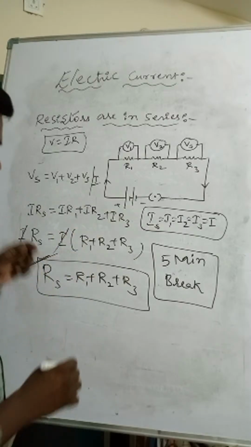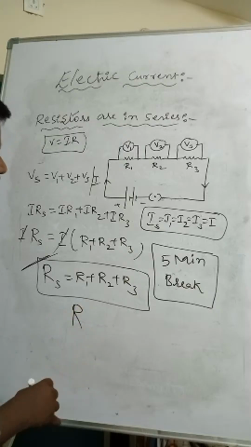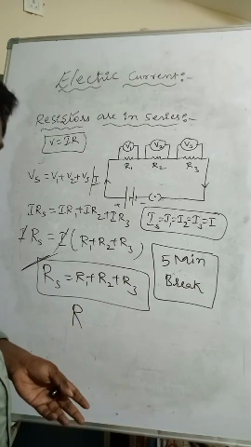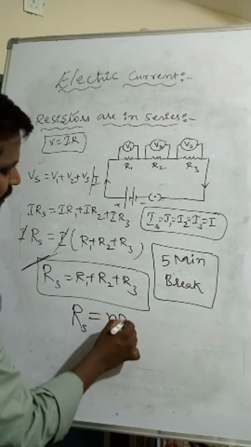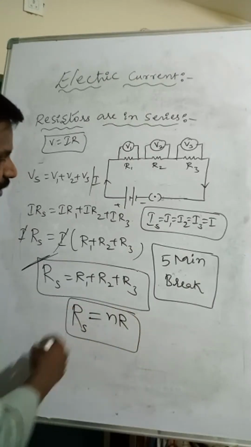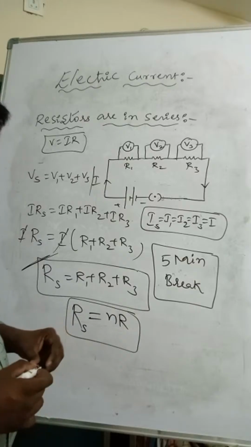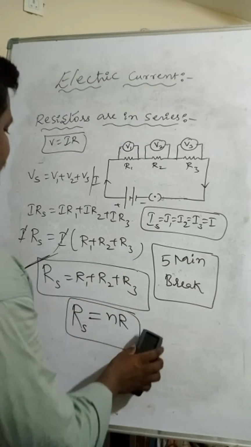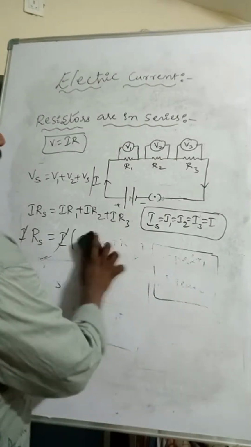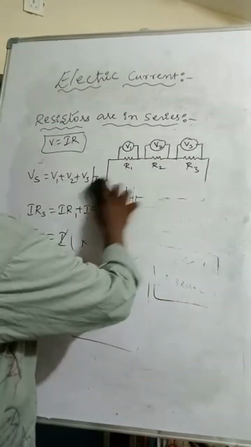If n number of resistors are connected in series, then we can take n R. So this is the formula we use if n number of resistors are connected in series combination. Okay, so that is about resistors in series. Coming to resistors in parallel.